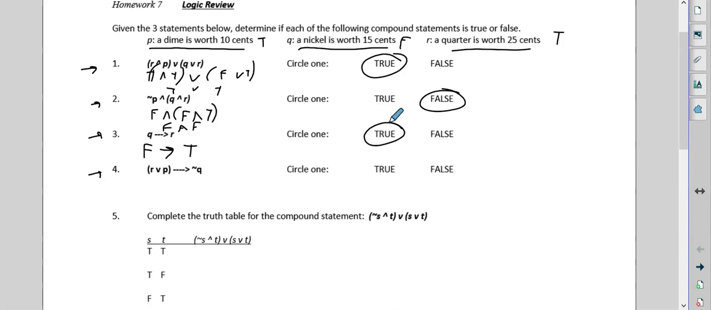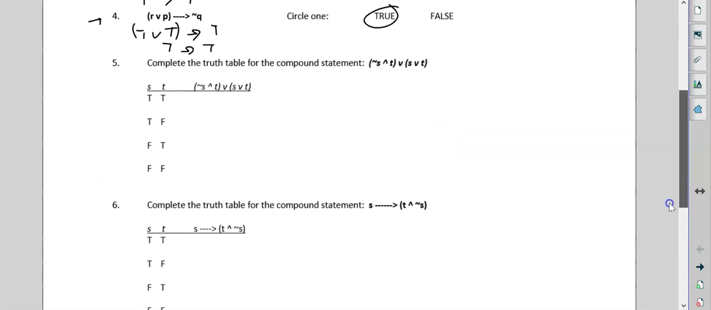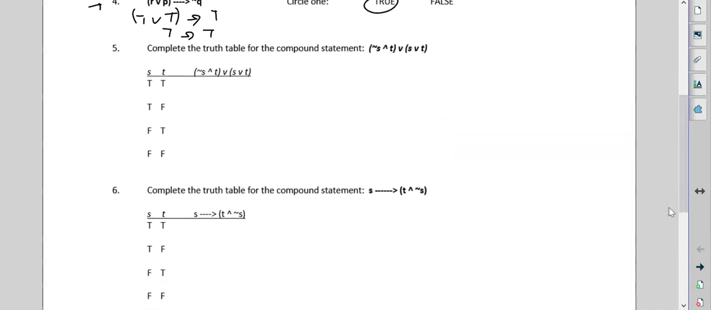And number 4, we have R or P. So T or T, true or true. If that, then not Q. Well, Q is false, so not Q is true. Okay. So we have true, then true, which is also true. Moving on. Now, we're going to take these 4 and plug them in here. So we have 1, 2, 3, 4, just for organization's sake.